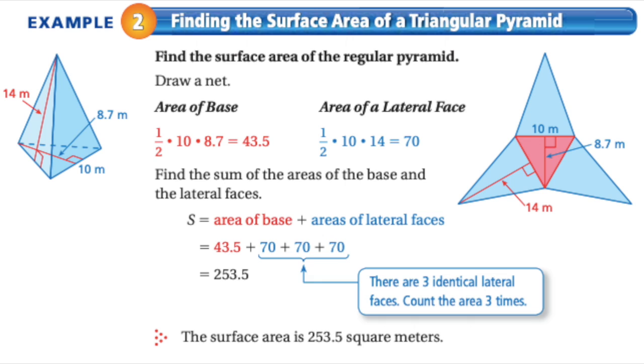All right? So go ahead and give number 2 on your own a try at the bottom of page 365. Again, number 2 at the bottom on page 365. You should have gotten an answer of 105.6 feet squared.